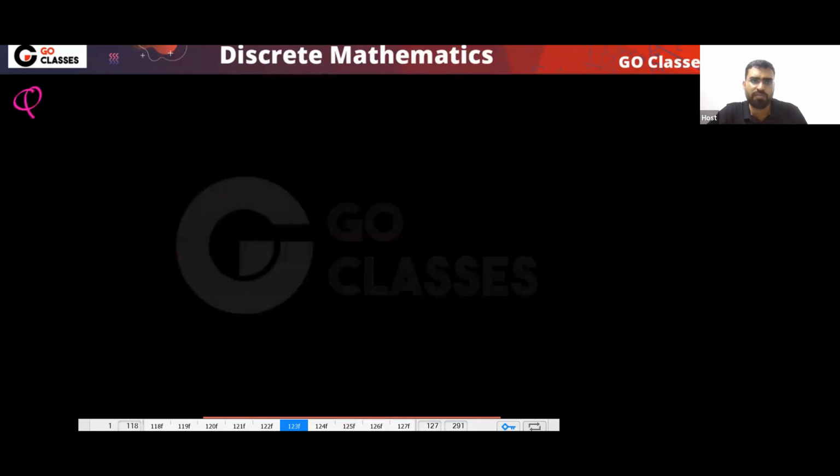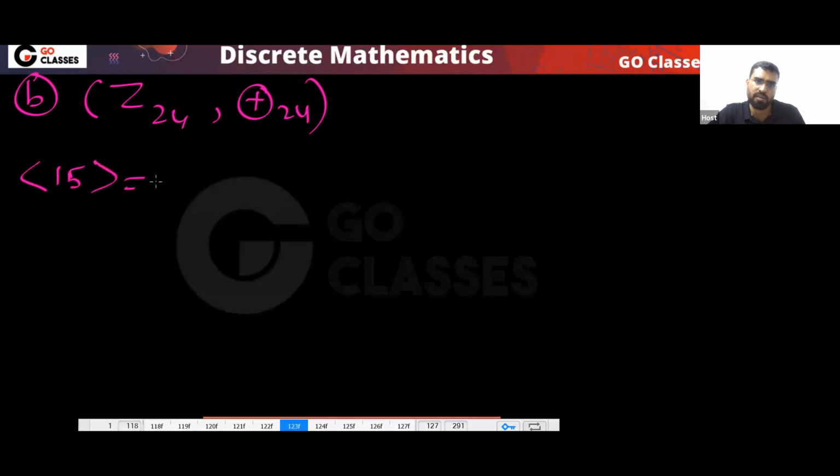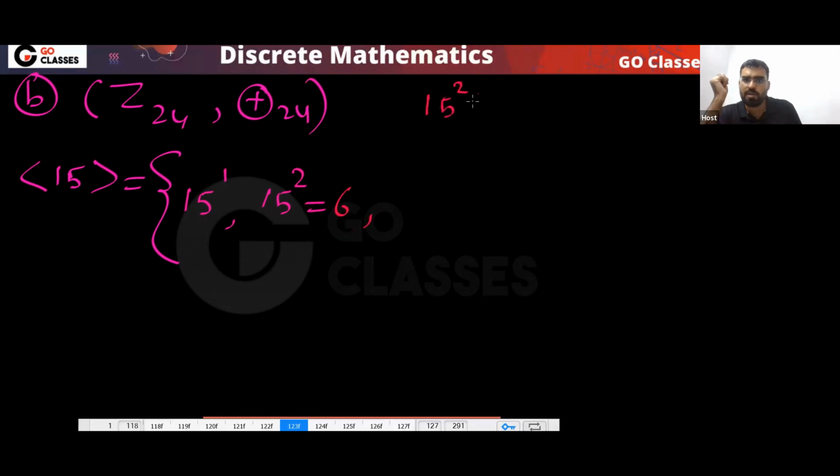You have to focus on 15 only. Z24, addition modulo 24. You have to find the subgroup generated by 15. That means 15 power 1. What is 15 power 2? That is 15 plus 15 mod 24. So that is 6. So 15 power 2 will be 6.